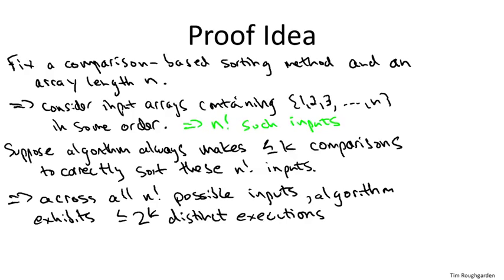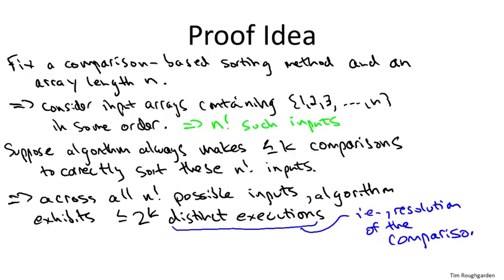It makes comparison number 1, then comparison number 2, then number 3, then number 4, then number 5. And it gets back a 0, then a 1, then a 1, then a 0. Maybe on some other input it gets back a 1, then a 1, then a 0, then a 0, and so on. The point is, for each of these n factorial inputs, it makes at most k comparisons. We can associate that with a k-bit string. And because there's only k bits, we're only going to see 2 to the k different k-bit strings, 2 to the k different ways that a sequence of comparisons resolves.